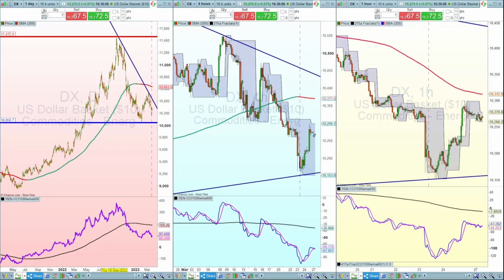This is March 27, 2023. This is the US dollar DXY analysis. So here we've got the daily, 4 hourly and the hourly timeframes. And just a brief overview first.